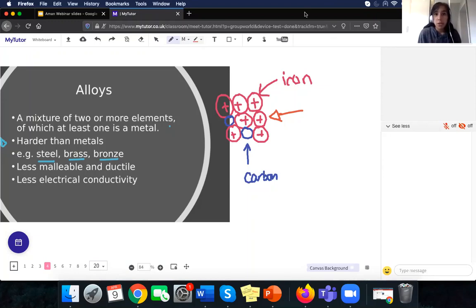Okay, so someone is asking, why do they have less electrical conductivity? We're about to come on to that. And someone is asking, what were the other bondings considered as chemical bonds? As I said, ionic, covalent, and metallic bonds.